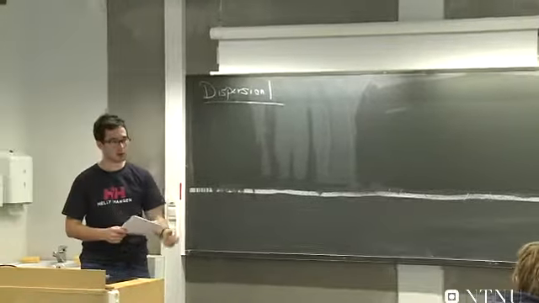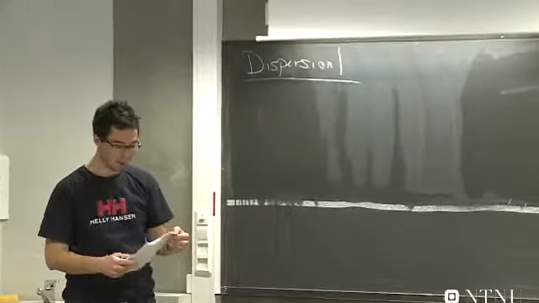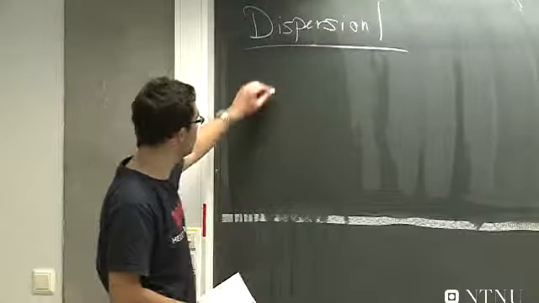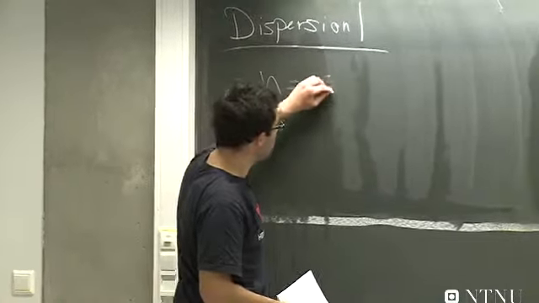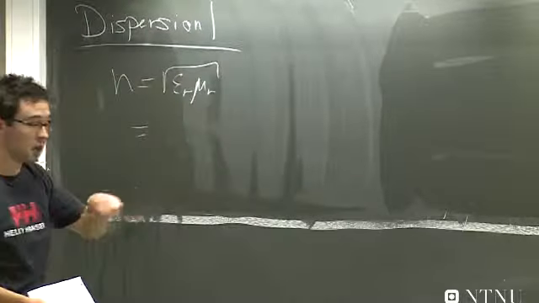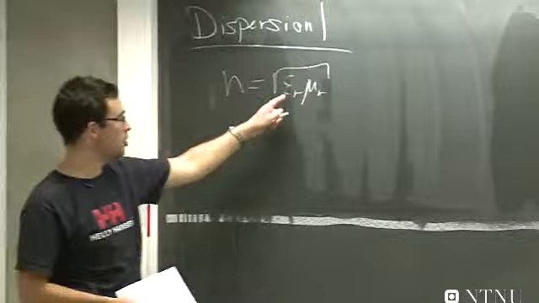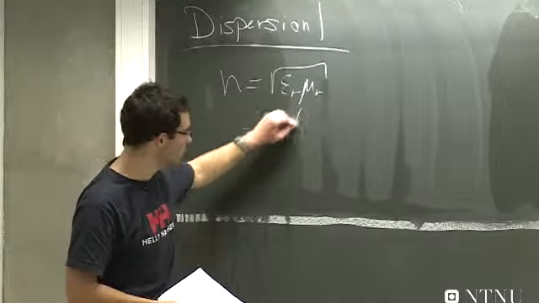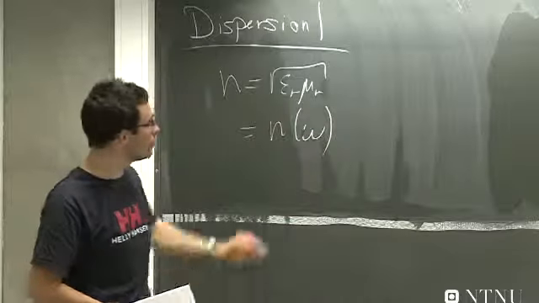Okay, next topic is dispersion. And dispersion is essentially frequency dependence in the index of refraction. And that is epsilon r, mu r. And we saw, especially when we have conductivity, that epsilon does indeed depend on the frequency. So this is, let's say, n of omega. And what does this mean?